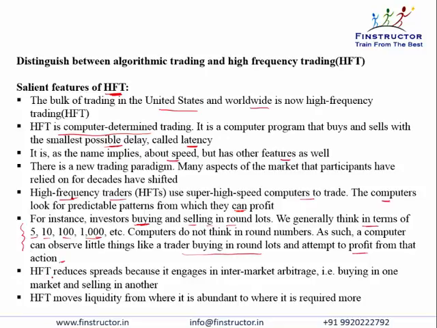This kind of trading often reduces spreads, because it engages in intermarket arbitrage. If it sees some mispricing, it will try to correct that mispricing or profit from that mispricing. It will often buy in one market and sell in another, so liquidity improves, spreads decrease, and in general the liquidity in the market becomes better. So a high frequency trading algorithm or a trading program will move liquidity from where it is abundant normally to where it is required more.